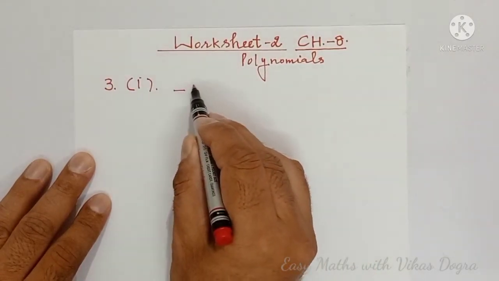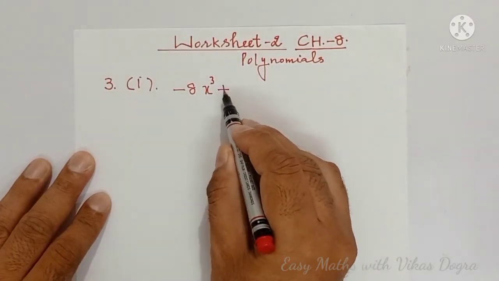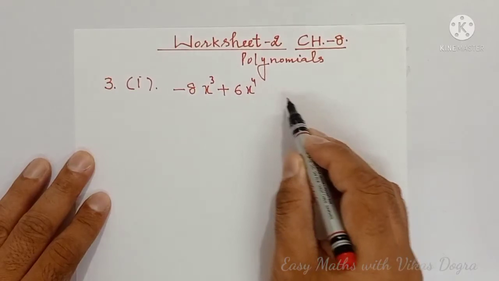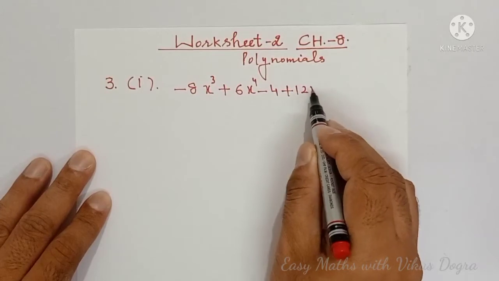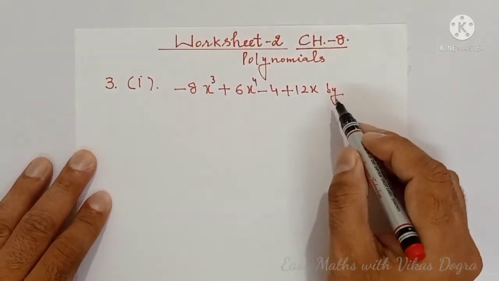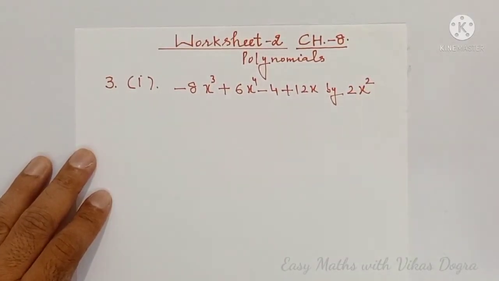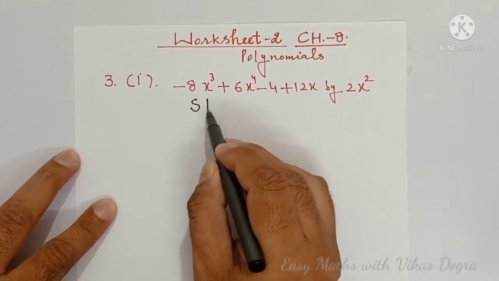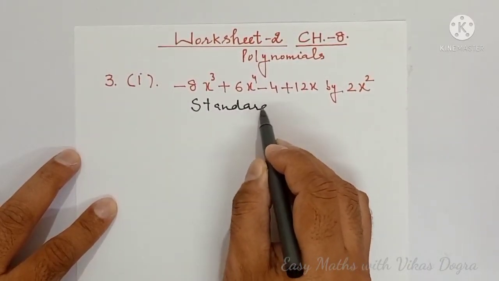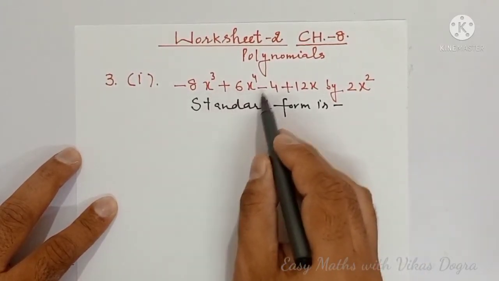It is minus 8x cube plus 6x power 4 minus 4 plus 12x by 2x square. Now we can never divide it directly. First we need to write its standard form. So you should see here. First write standard form. This you need to write in standard form.